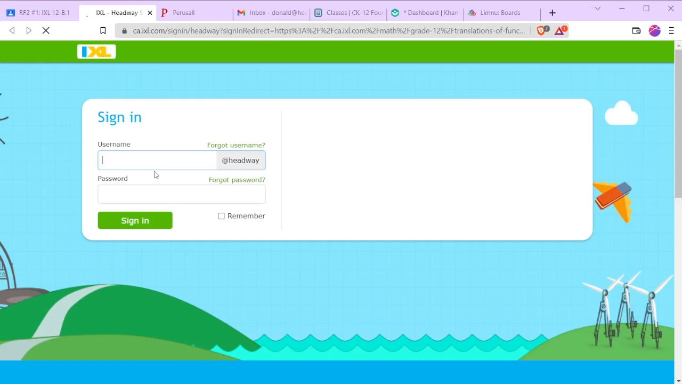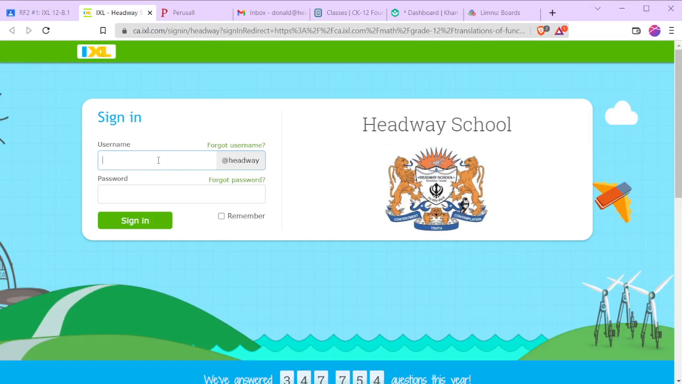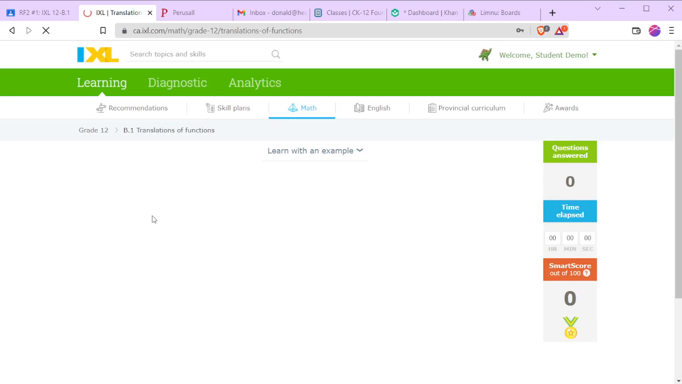So we click the link and we need to make sure that we are logged in. The nice thing about IXL is that it forces you to log in. Our other websites don't necessarily do that. If you are not logged in, I cannot see your results. So now I've entered the credentials, username, password, asked it to remember me. We will now log in.